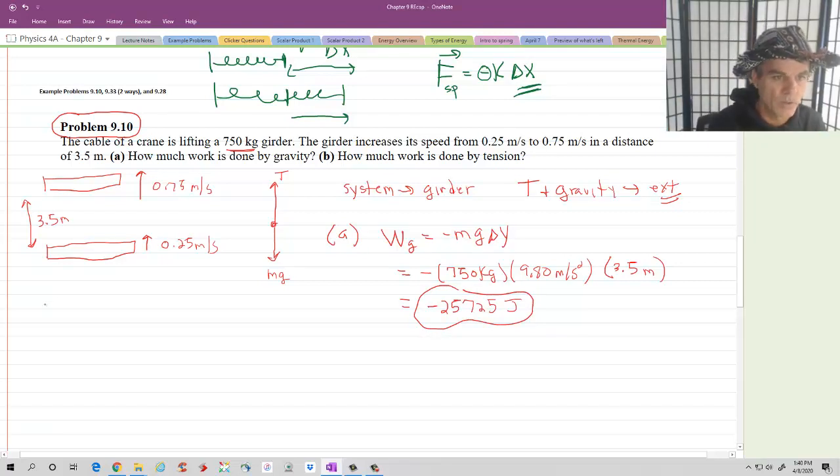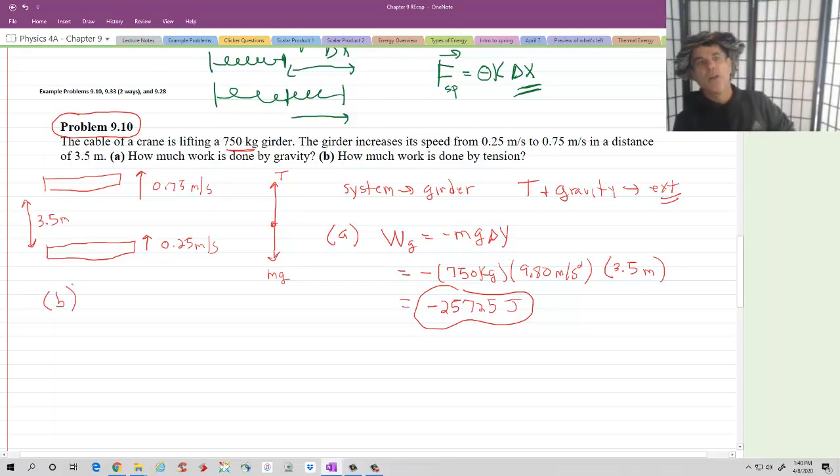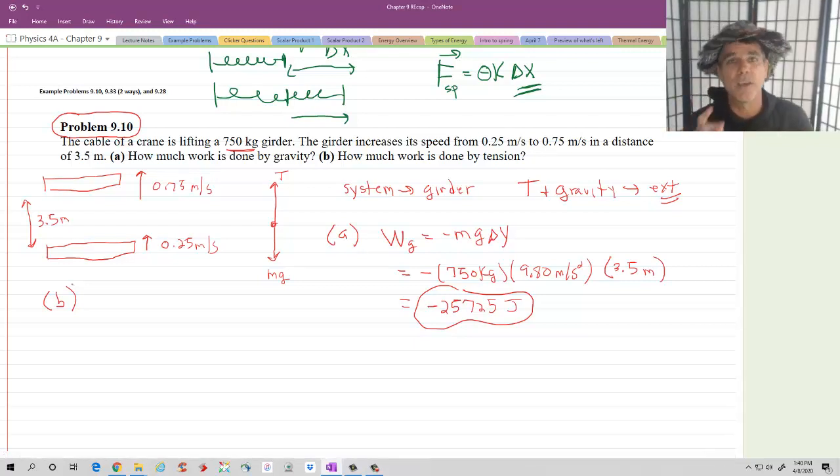Part B, we want to know what is the work done by tension. So here's a good little check for you to do as a review. I could figure out the work done by tension by figuring out the force of tension using Newton's second law, the sum of the forces in the y direction equals ma_y, and I could calculate what the acceleration is because I know the initial velocity, I know the final velocity, I know the displacement over which it acted. I could calculate the acceleration. But we're going to do this using energy.